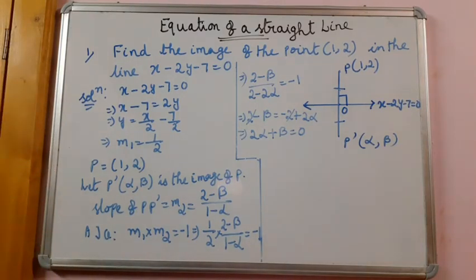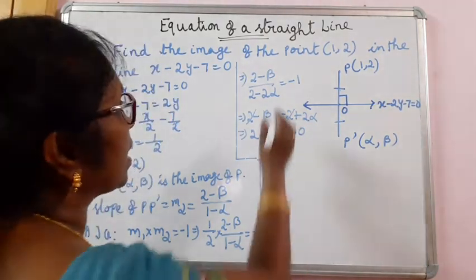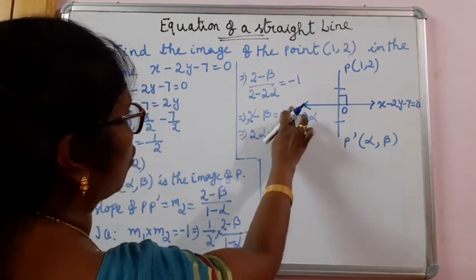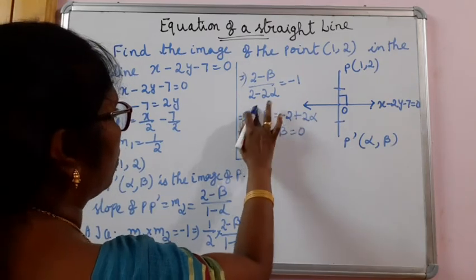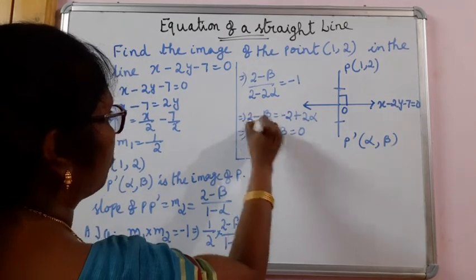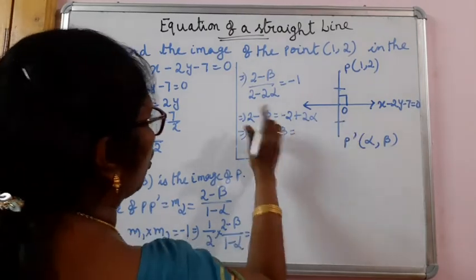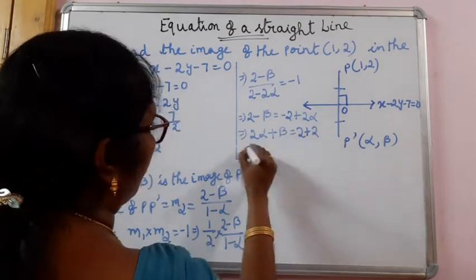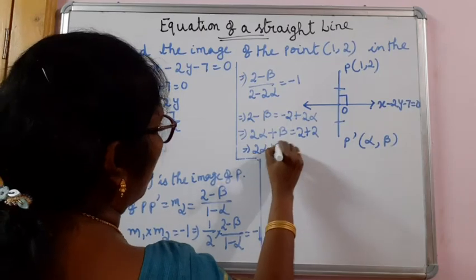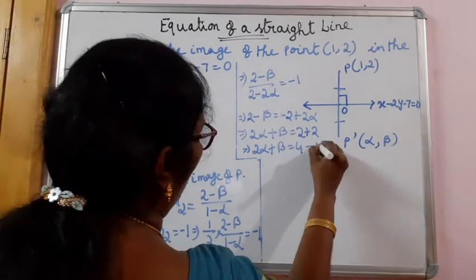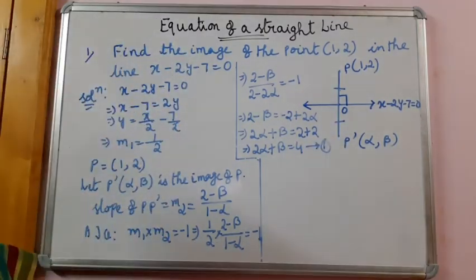So when the product of the slopes is equal to minus 1, we got, actually, sorry, the minus 2 will not be cancelled: minus 2 here, plus 2 alpha, so 2 alpha plus beta equal to 2 plus 2, that is 4. So 2 alpha plus beta equal to 4, let it be equation 1.